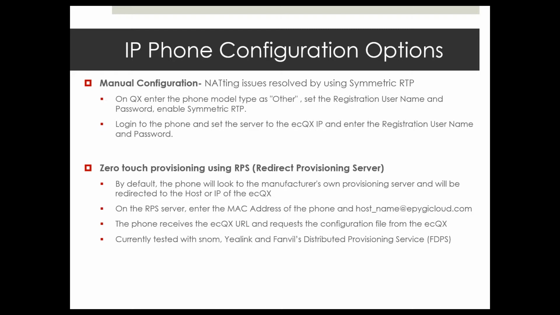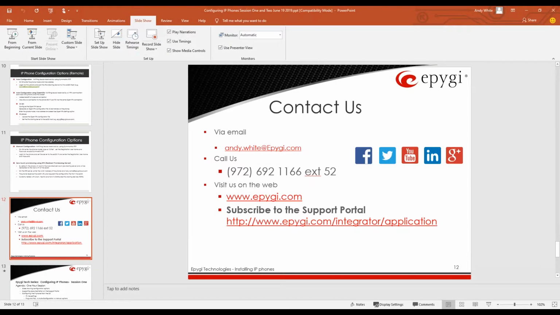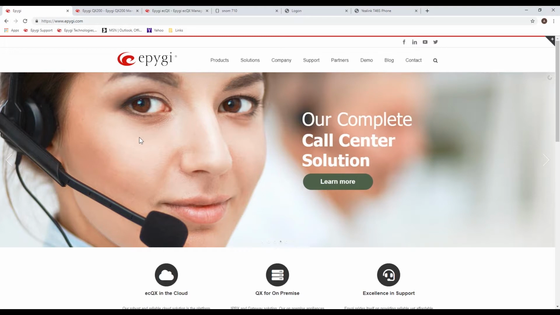All right, the next option will be to manually configure the phone remotely, where you have to manually put the settings into the device. The username and password, you enter the same on the QX, and then you go into the phone and you enter the same information. So you can manually configure the phone.